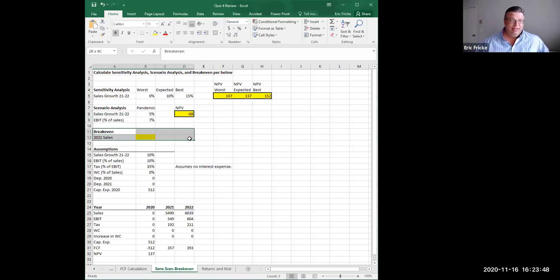The last one is break-even analysis. And in that case, we basically change the sales number. So I'm going to go ahead, and because we have a base year sales in 2021 of 5490, and then the assumption is that the sales just grows off of that, I'm just going to change our base year sales. 2022 just kind of flows off of 2021.